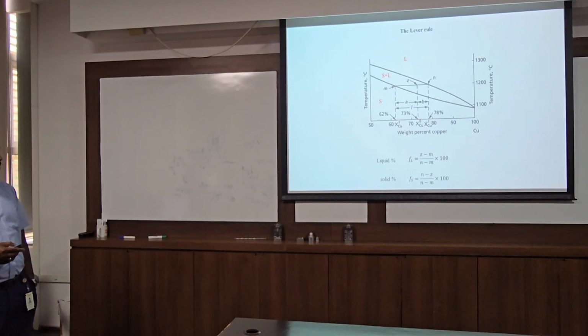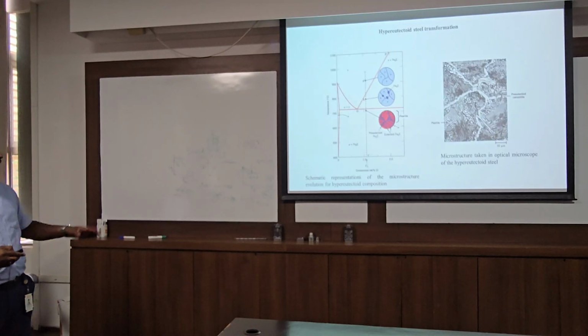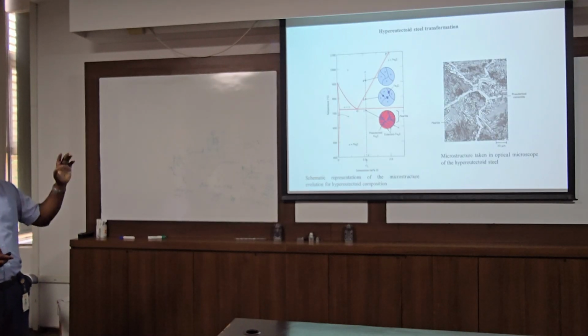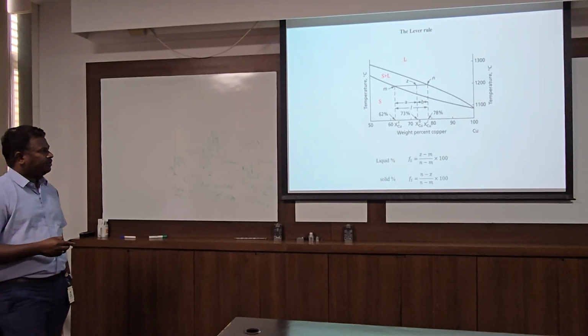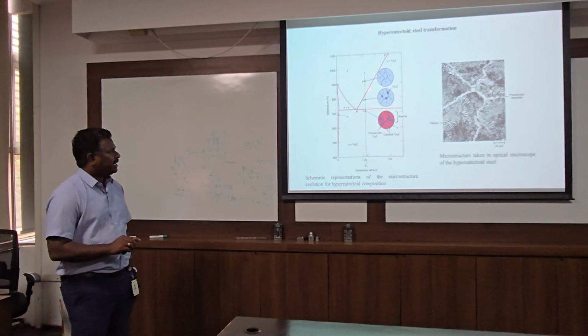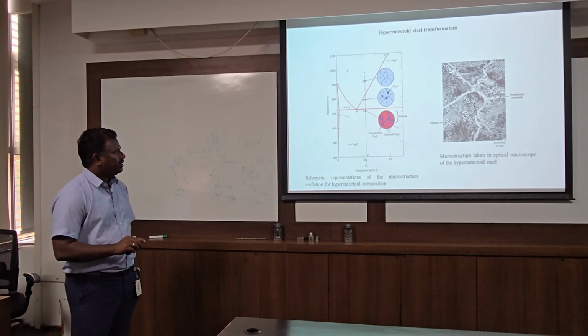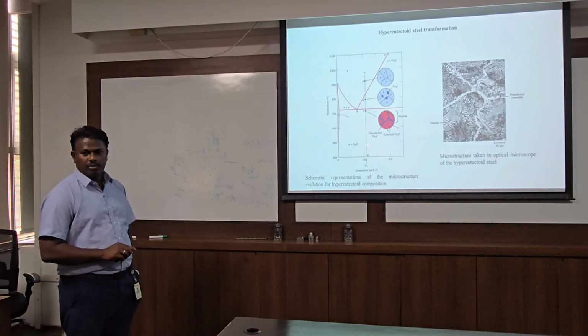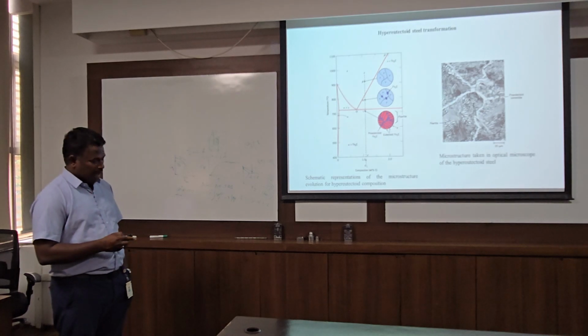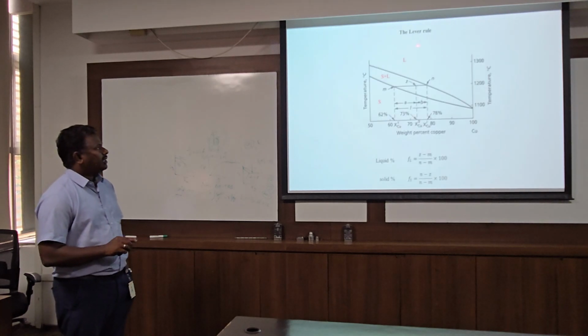So now we have transformed this proeutectoid and hypereutectoid. But now, how much percentage of phases are there? Suppose I transform from here to here. How much proeutectoid alpha is there? How much proeutectoid cementite is there? That we can calculate by the lever rule.